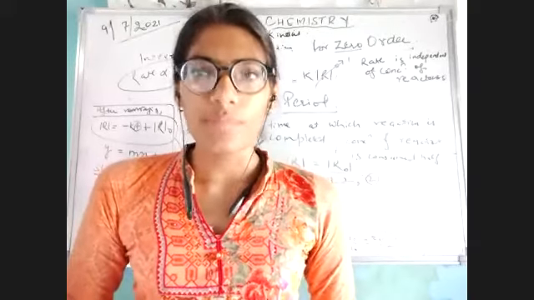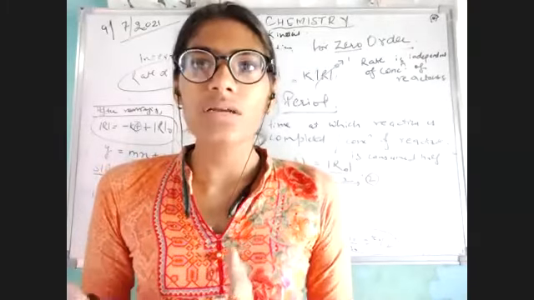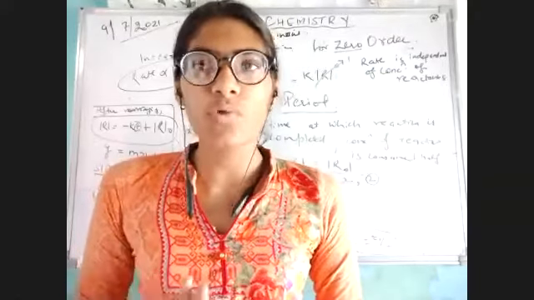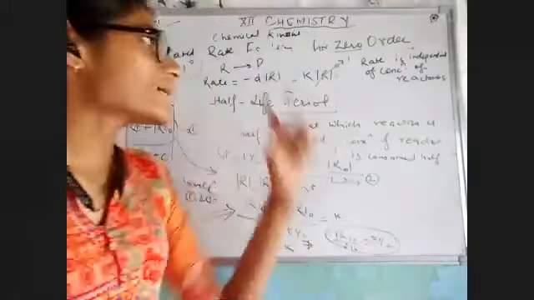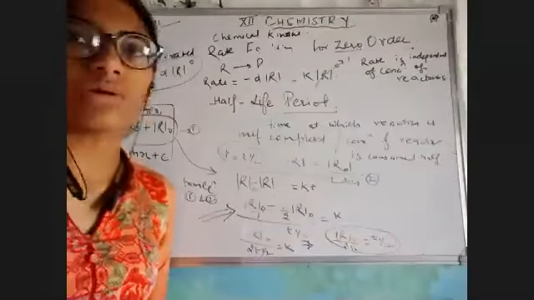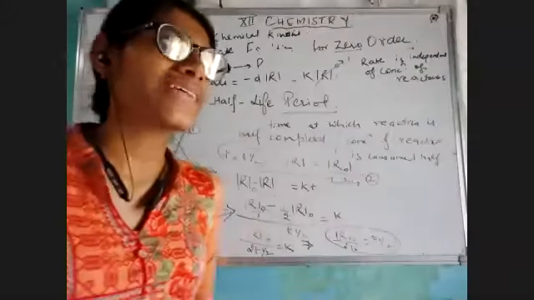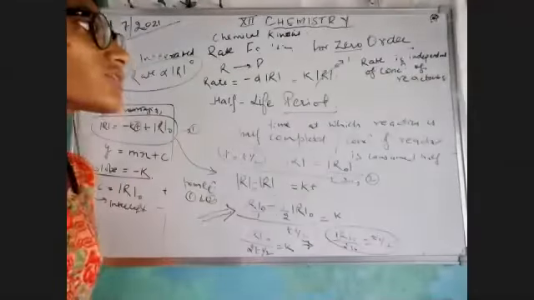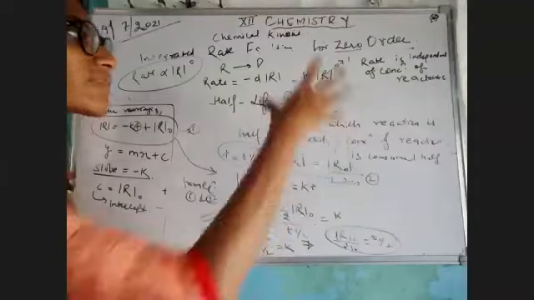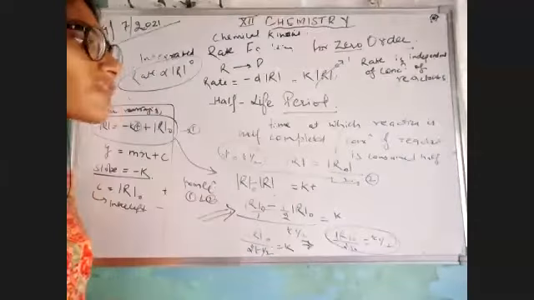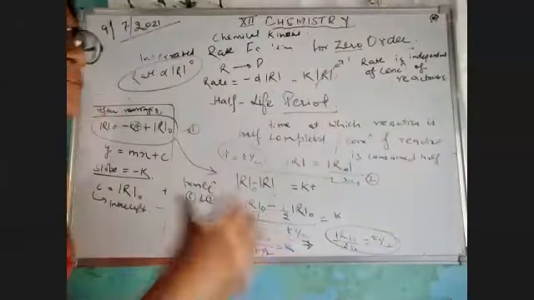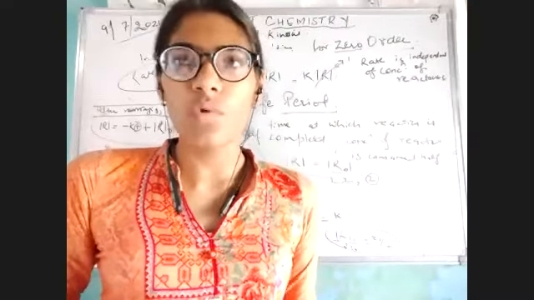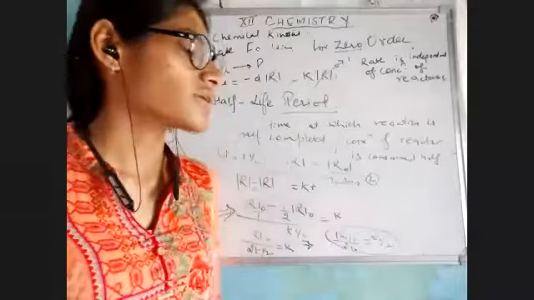Okay, one more point. As I have done the half-life period for the zero order, in tomorrow's class we will continue with the integrated rate equation for first order. We have equations for second and third order also, but they are not in your syllabus. So we will study first order, calculate the half-life period the same way, make the graph, and finally combine both in tabular form. Okay, this was all about chemical kinetics.